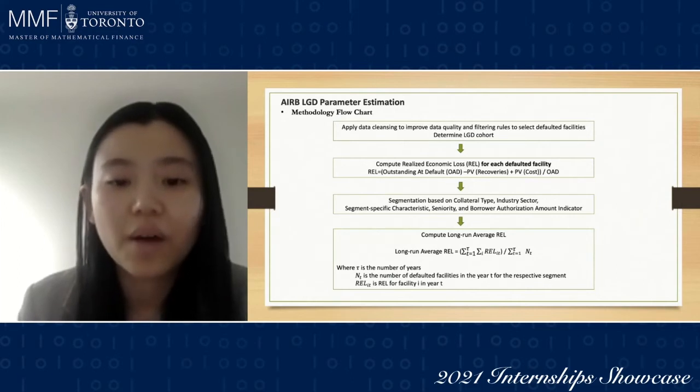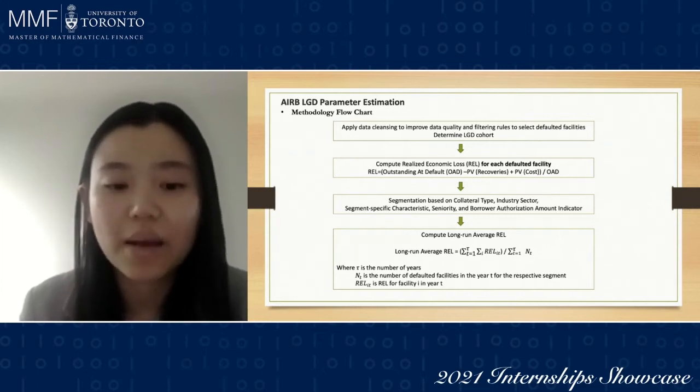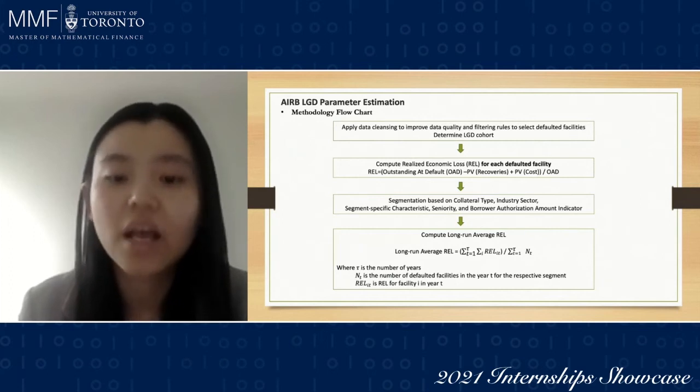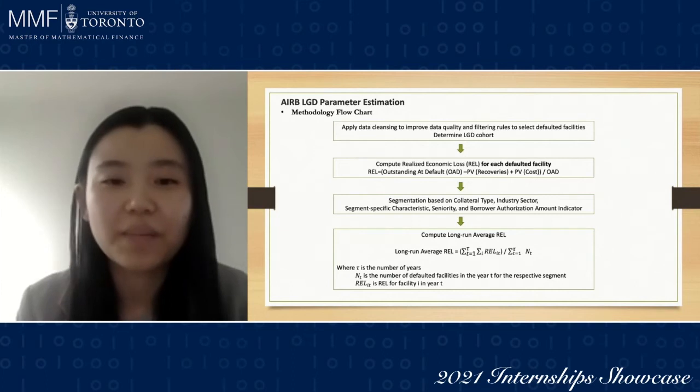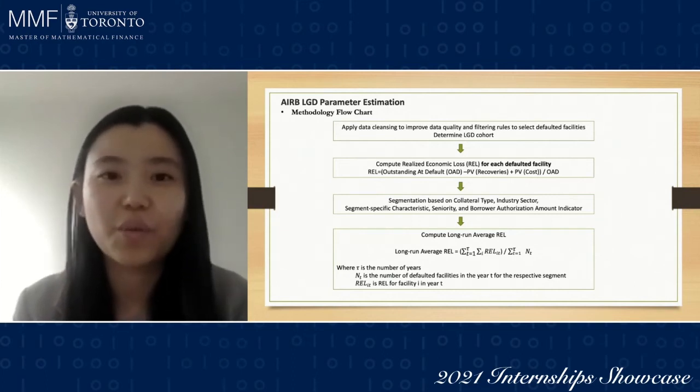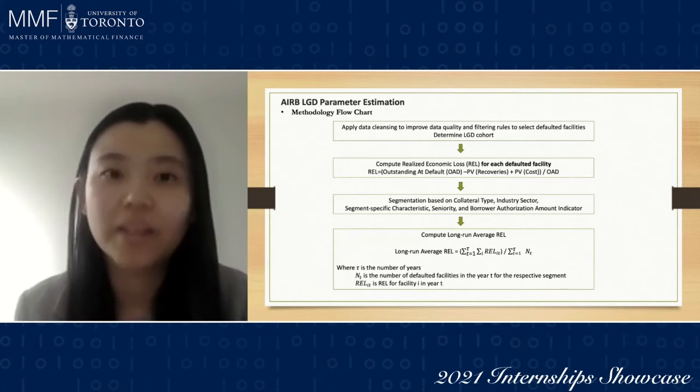Finally, compute the long-run average REL, which is the sum of REL of defaulted facilities for the respective segment over the whole cohort years, divided by the number of defaulted facilities for the respective segment. That's pretty much my presentation. Please feel free to bring up any comments or questions.